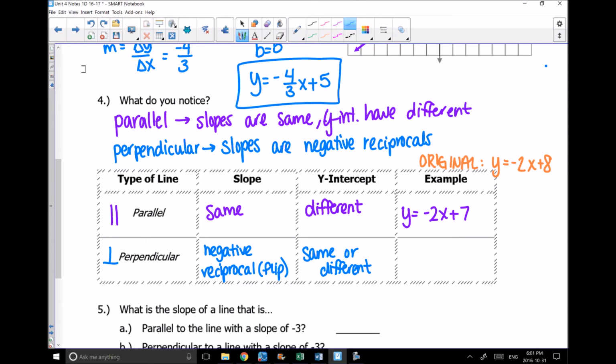As long as b is not 8, that's all that matters. Okay? And then for perpendicular, we have to take our slope, which is negative 2 over 1, and we have to flip it. So we get 1 over 2, and then we change the sign. So if it was originally negative, now it's positive. So we would say y equals 1 over 2x, and then our y-intercept can be anything we want. So we'll say it's 5.